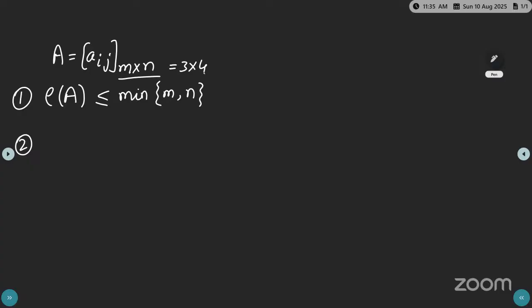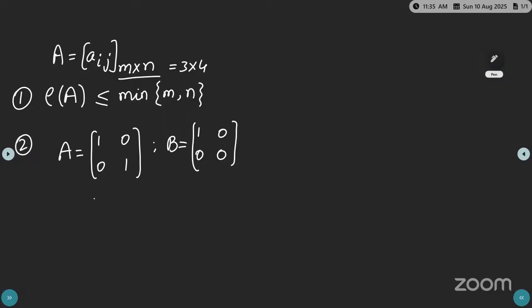Okay, next. Suppose A equals 1 0 0 1, B equals 1 0 0 0. Tell me what is rank of A? 2. You should say it on seeing it. That's why I am giving such kind of examples. What is rank of B? Rank of B is 1.